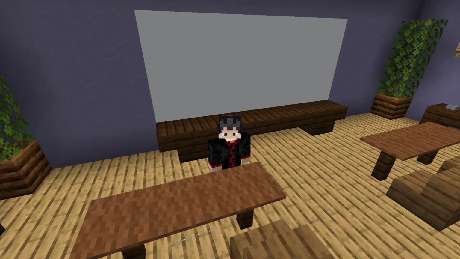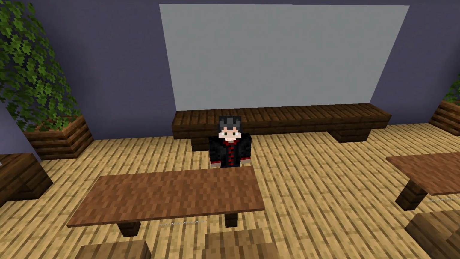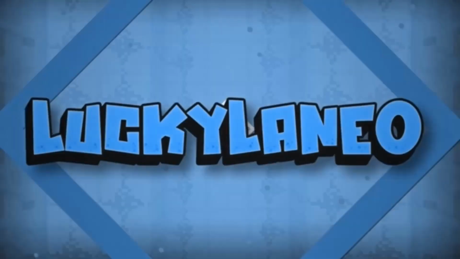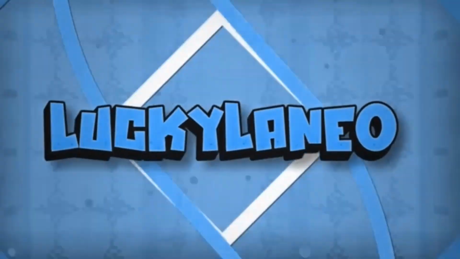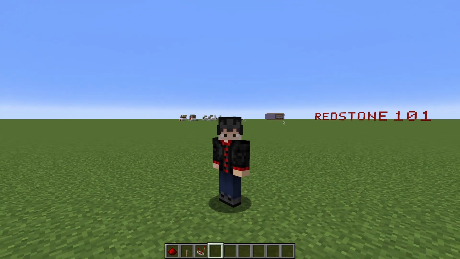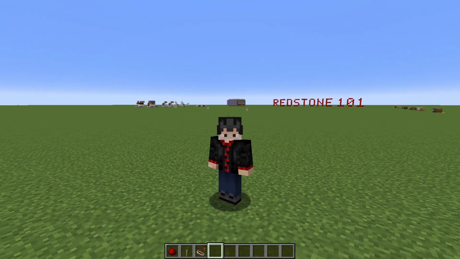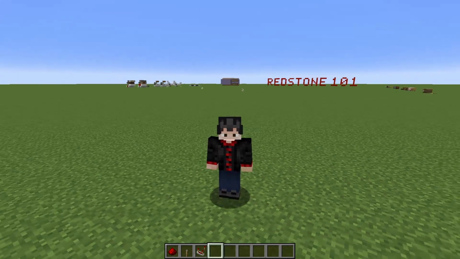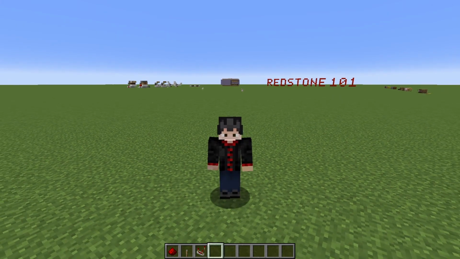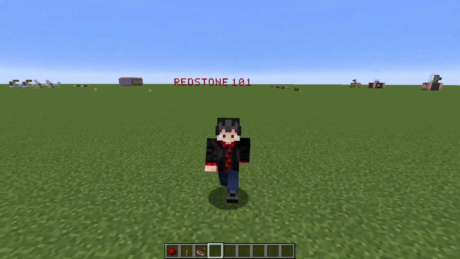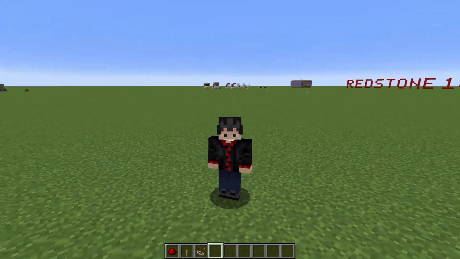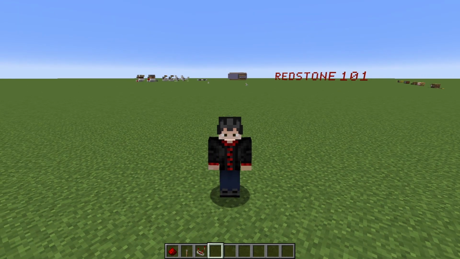In today's class, we will be discussing all things about the comparator. As you may know, if you watched the very first episode of the Redstone 101 series, the comparator is the absolute bane of my existence. They are so complicated, but today's video is to help you understand just how they work, and it's partly to help me understand how they work, so we're going to go through it together.